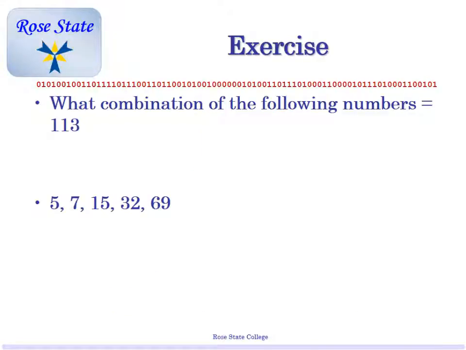Okay, what if I was to give you a number, 113, and 5, 7, 15, 32, and 69? Could you figure out the combination of those numbers that equals 113? Yeah, you could. Okay. We're going to get back to that.